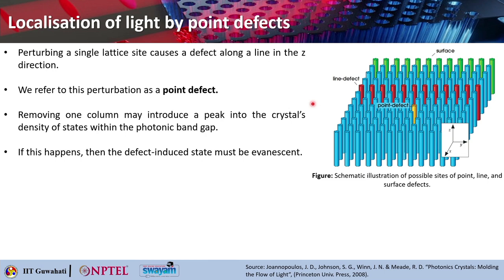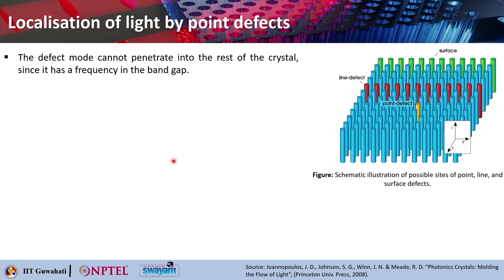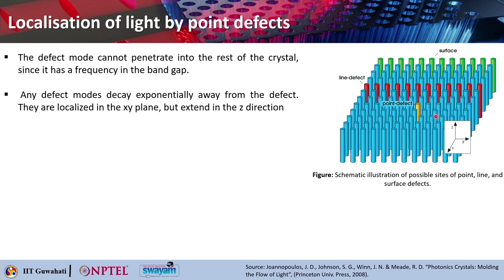So, you may think that the defect induced state must be evanescent. So, the defect mode will not be able to penetrate into the rest of the crystal. So, if you put light of a frequency in this defect which falls within the band gap of this photonic crystal, then that light will get localized there or trapped there, because the light cannot escape into the crystal, because the crystal is not supporting the propagation of that frequency, because the frequency falls within the band gap of that crystal, right?